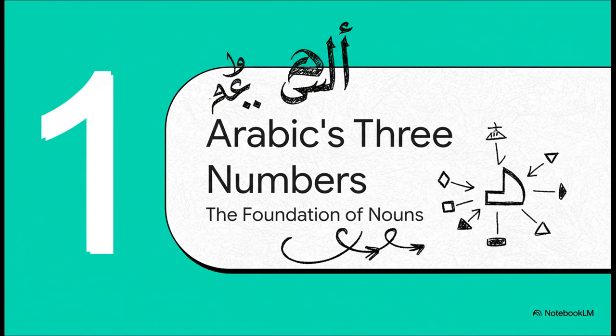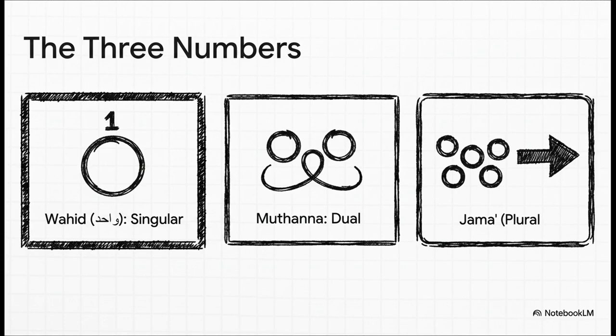All right, first up, Arabic's three numbers. This is really the foundation for everything we're going to talk about today. So in Arabic, Wahid means singular. It's just for one, pretty standard. Jama is the plural, but, and this is the big difference, it's for three or more. So what about two? Well, that's where Muthanna, the dual, comes in. It's exclusively for exactly two. And you've got to understand, this isn't just a different word. It's a whole grammatical system built right into the core of the language.